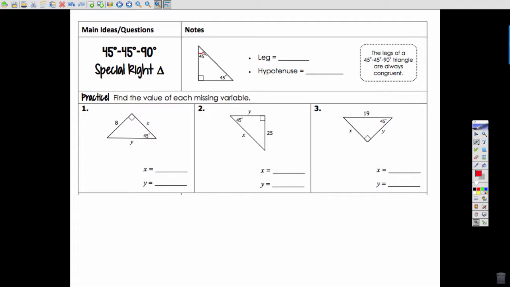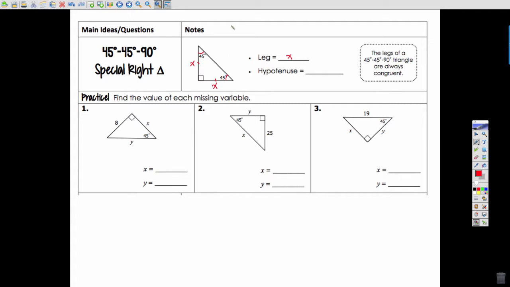In a right triangle, if one of the angles is 45 degrees, the other one must be 45 degrees. Notice that now I have an isosceles right triangle. In other words, these two legs are exactly of the same length. Therefore, if one leg is x, the other leg must be x.